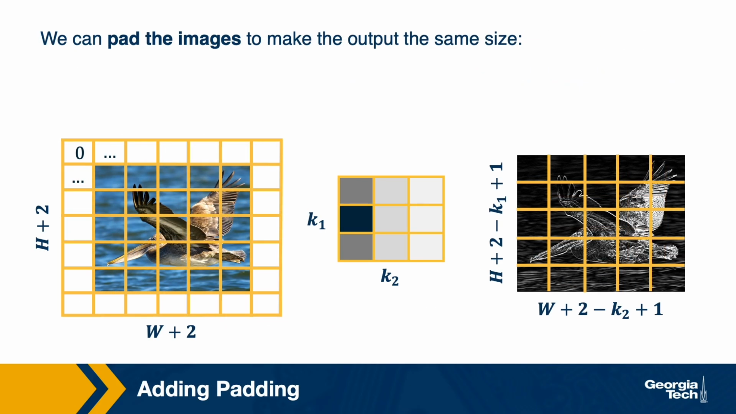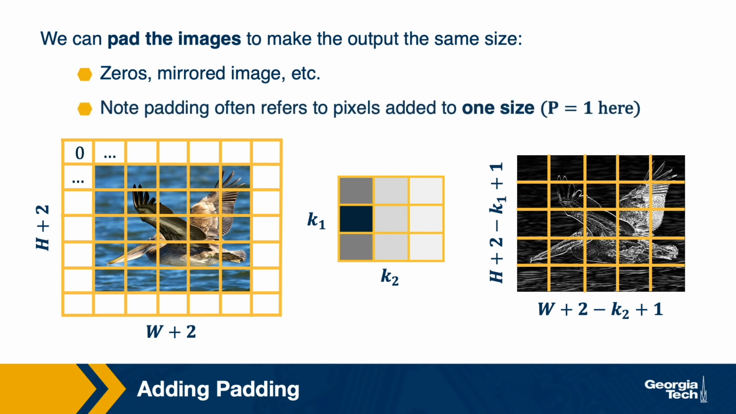We can also pad the image to make the output the same size. In some cases, we want to have one input size and then have the same output size. And so what we can do is just surround the image, for example, with zeros. But there's lots of other things we can do. We can mirror the image. So for example, the pixels at the border will be reflective of the pixels in the actual image across the border. And note that padding often refers to adding one dimension. So p equals 1, or padding size of 1 here is shown, but actually you're adding 2 to the height because you're going to add a padding to the bottom as well as to the top.